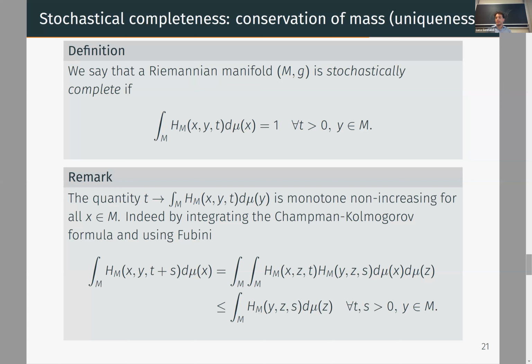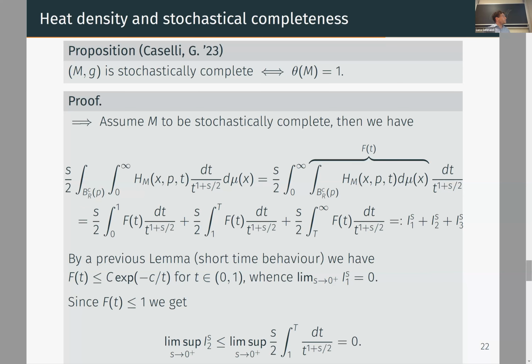I mean, if you don't want to, the proof is really short, but the point is that you don't create mass, so it cannot be increasing. With these notions, now we can state our first result, which is in the infinite volume case: your manifold is stochastically complete if and only if the angle at infinity is 1.